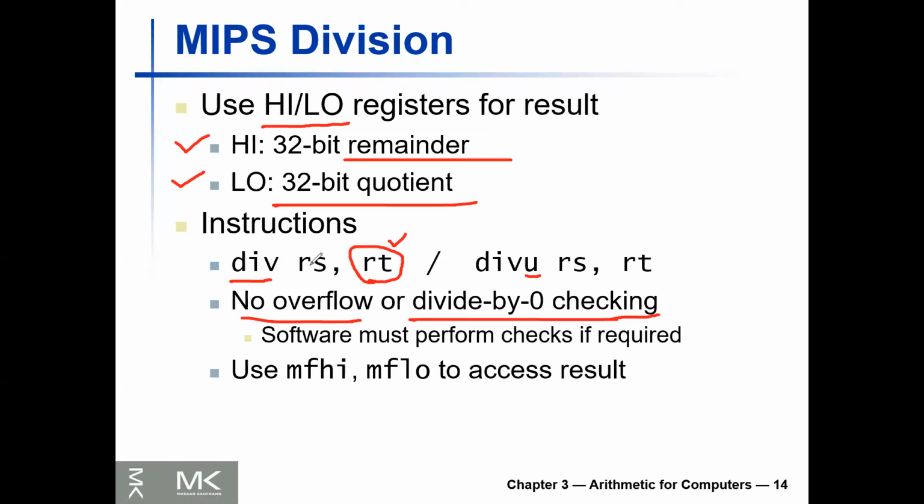Then girls, the result will be stored in HI and LO, and then we have to use MFHI or MFLO to access the result. Which result do you want? Are you going to check the remainder? Are you going to use the quotient? Are you getting my point?